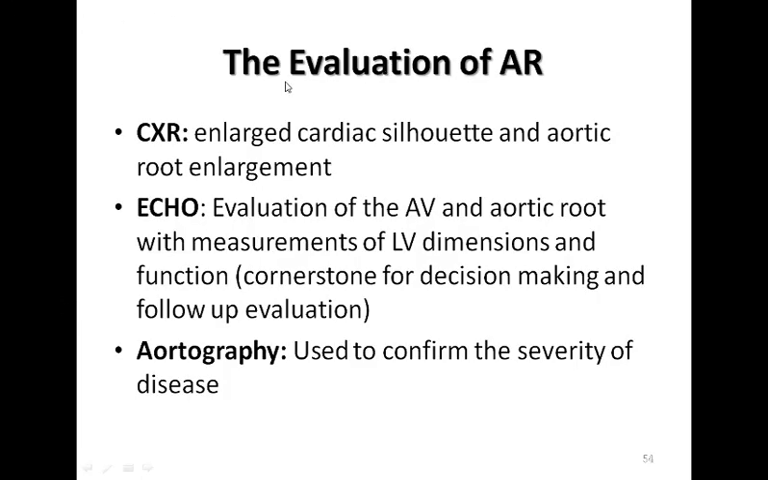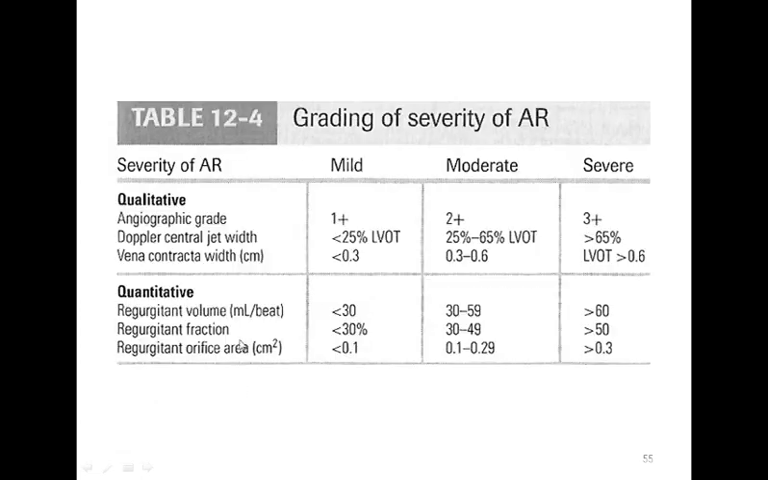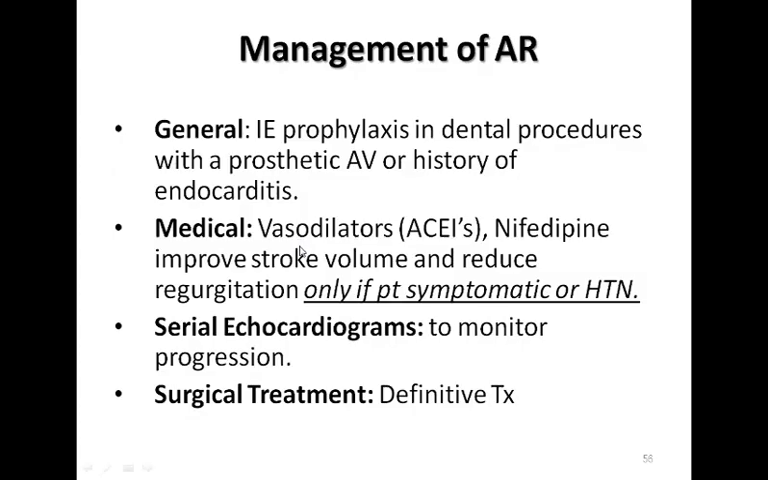When investigating a patient with chronic aortic regurgitation, chest X-ray is useful. It will show an enlarged cardiac shadow and aortic root enlargement. Echocardiogram is the most important. It evaluates the aortic valve and aortic root, with measurement of left ventricular dimension and function also. Aortography is used to confirm the severity of the disease. Again, you can see the grading of aortic regurgitation, mild, moderate, severe, according to the echo findings. So just go through this, no need to remember.